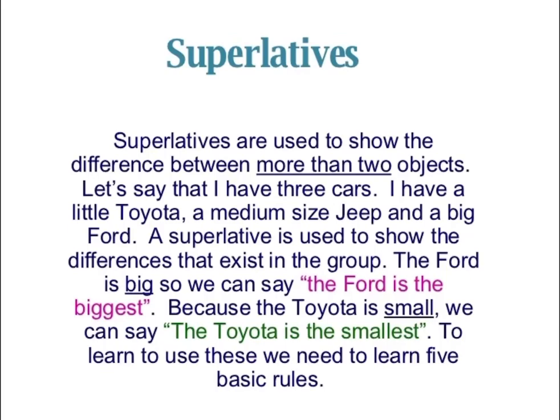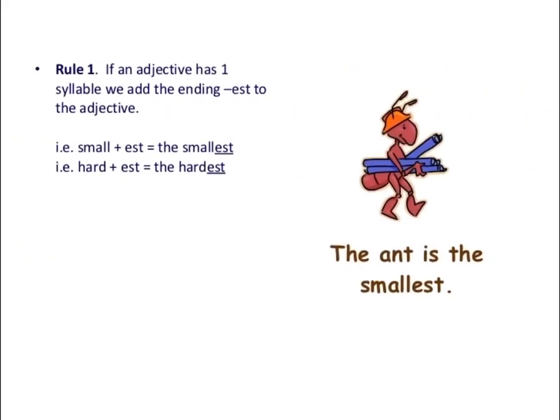To learn to use this, we need to learn 5 basic rules. Rule 1. If an adjective has 1 syllable, we add the ending est to the adjective. Small plus est, the smallest. Hard, the hardest. The ant is the smallest.